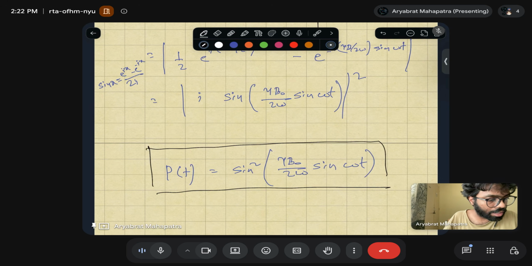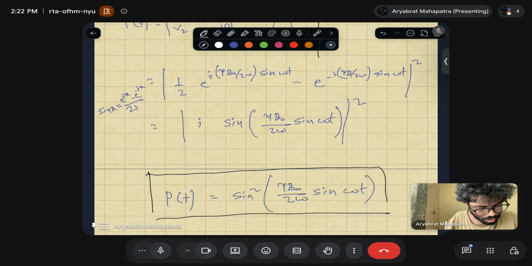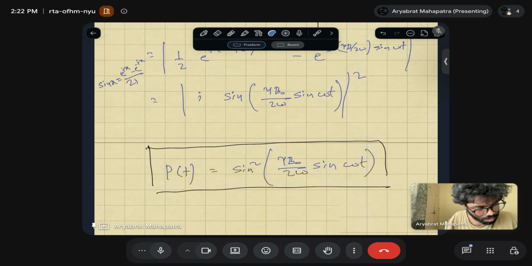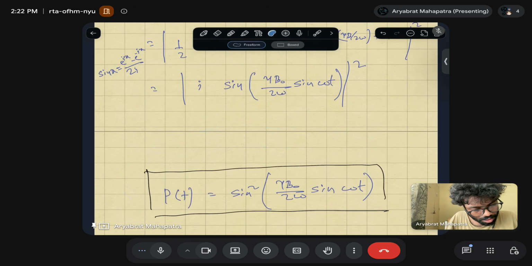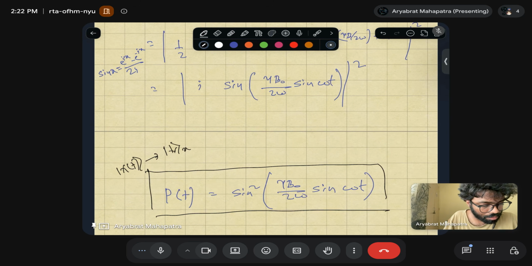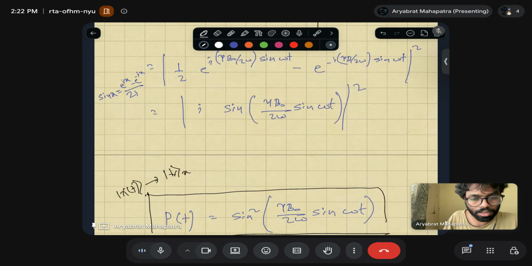So this is the probability of going from chi of t to the spin down state in the x basis. So any problem here, any question, anything?